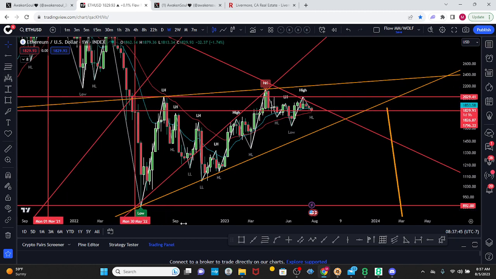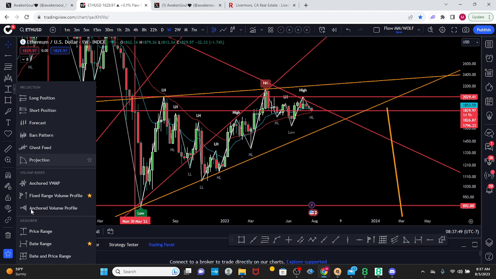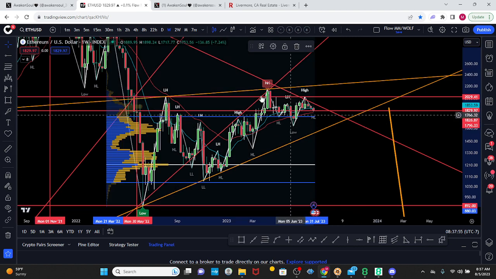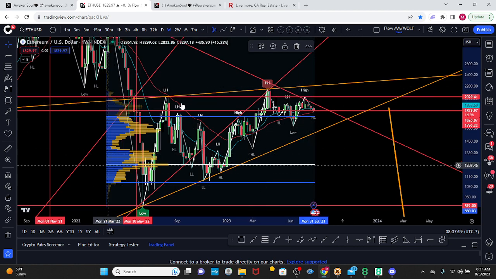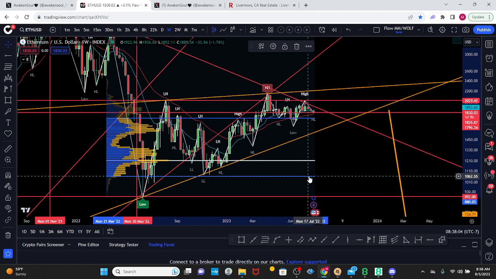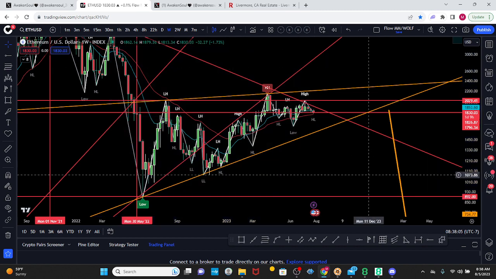Level to level. Another thing that I like to bring down is the fixed range volume profile. You just pull it on your contraction phase, and this is telling us the point of control is down here at 12,200. Okay.